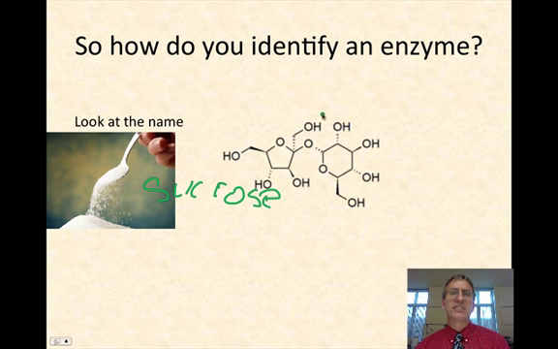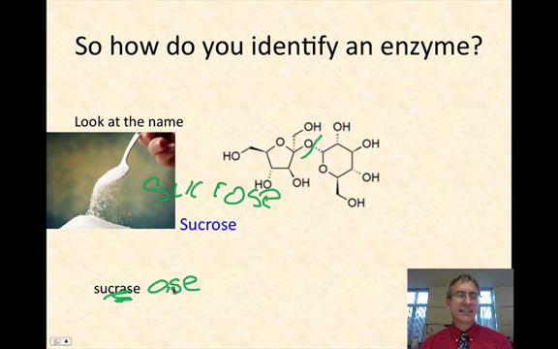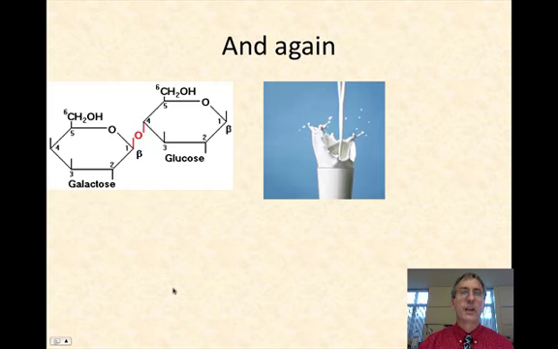For me to digest this in my body, I need to break a covalent bond that is right here and separate those into monomers that I can absorb. So sucrose will be broken down to its monomers by the enzyme sucrase, ends in A-S-E. And you will see that time and time again with enzymes that they end in A-S-E. Look for it.